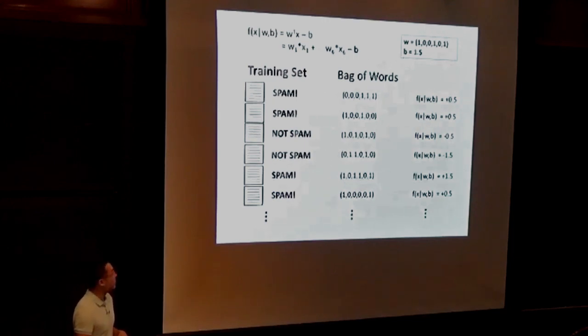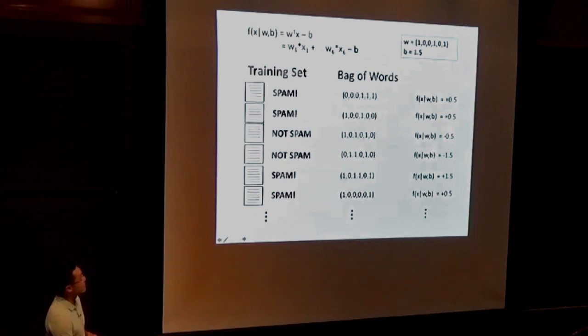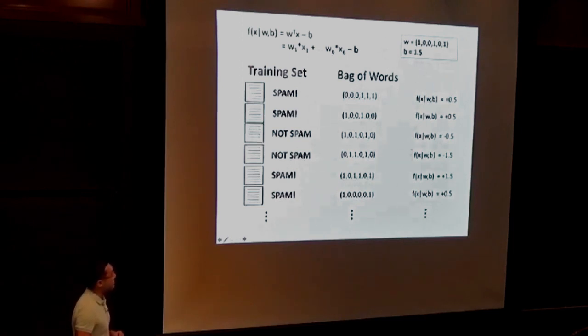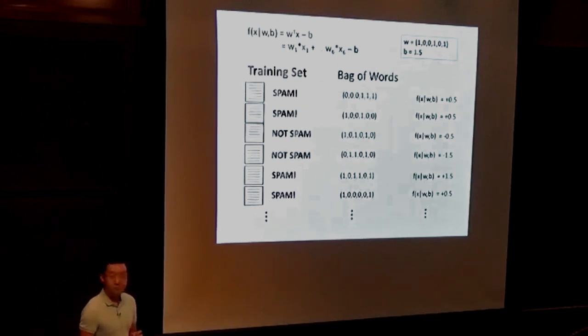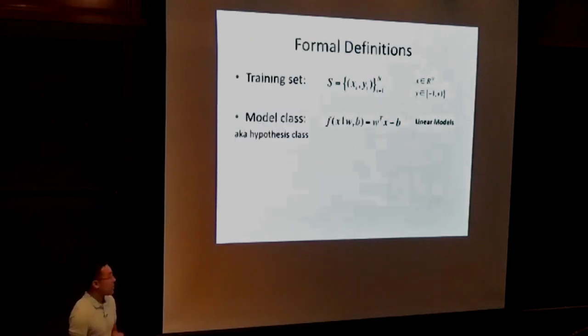So if I go back to this example where I constructed this W and B model that had perfect classification accuracy on the first 6 examples, and I take away the sign function, here are the actual raw scores before you take the sign. Any questions?